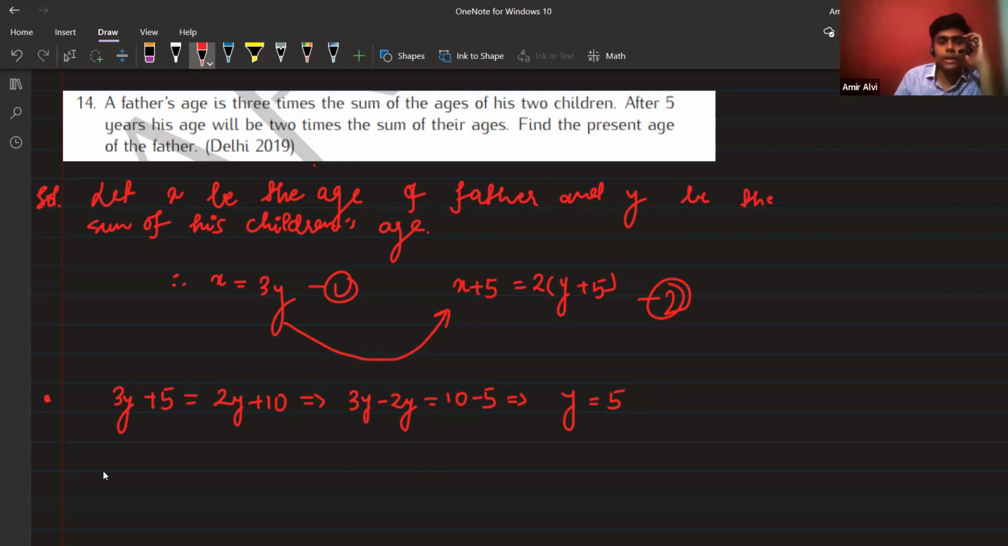So just put the value here. X is equal to 15. So the age of the father is 15. So it's a child marriage, which is not legal in India or anywhere in the world, I think so.